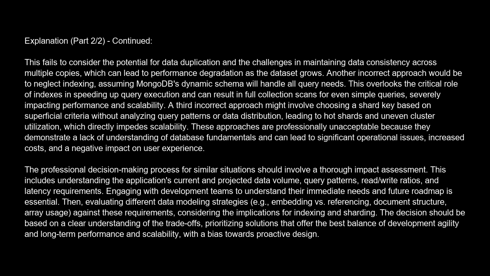Another incorrect approach would be to neglect indexing, assuming MongoDB's dynamic schema will handle all query needs. This overlooks the critical role of indexes in speeding up query execution and can result in full collection scans for even simple queries, severely impacting performance and scalability. A third incorrect approach might involve choosing a shard key based on superficial criteria without analyzing query patterns or data distribution, leading to hot shards and uneven cluster utilization, which directly impedes scalability.